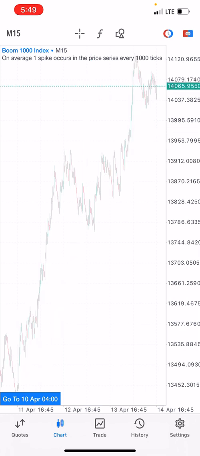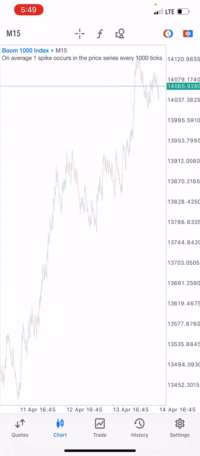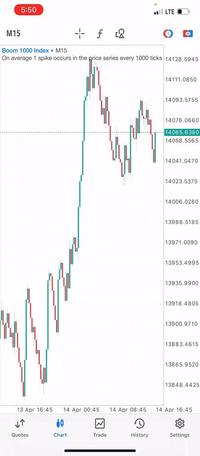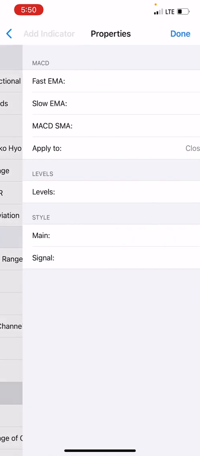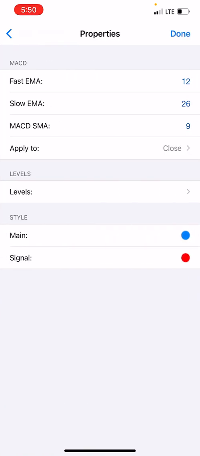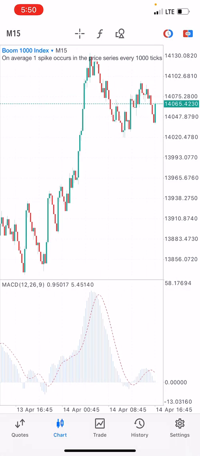So first of all, you can use any zoom level for this strategy, but I prefer using the third zoom level, which is currently on my screen right now. Then the two indicators that you need for this strategy: first of all, you will need the MACD. Guys, you know the MACD is a very powerful indicator. You can see the parameters. The fast EMA is 12, the slow EMA is 26, MACD SMA 9. Apply to close. The levels, the main blue, the signal red. You click done. This is our MACD.